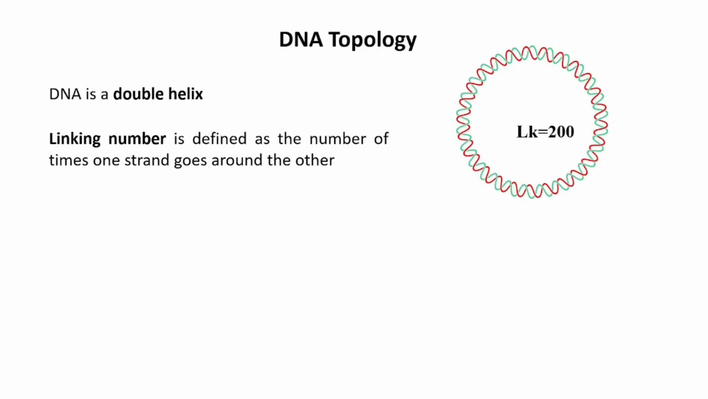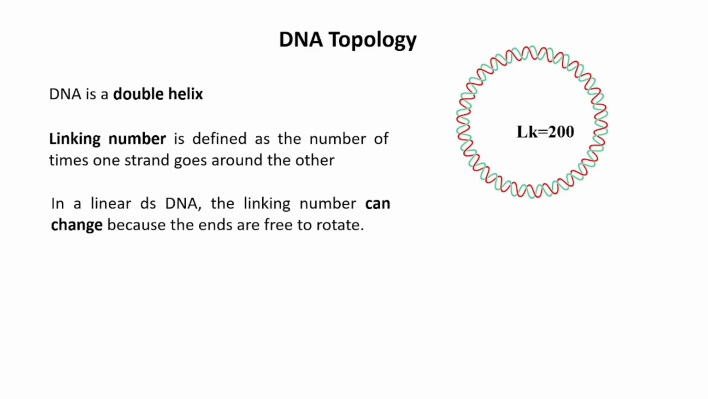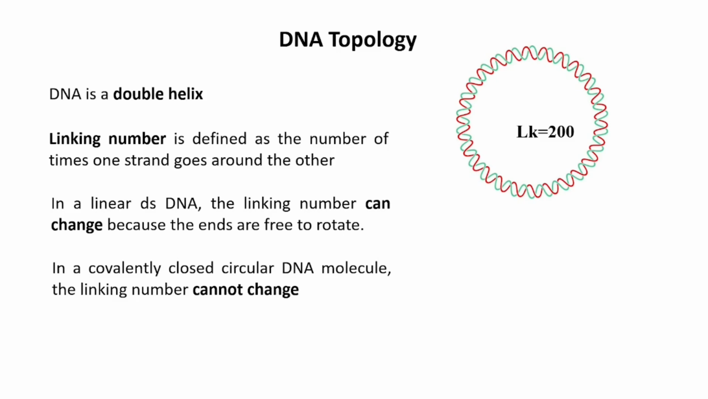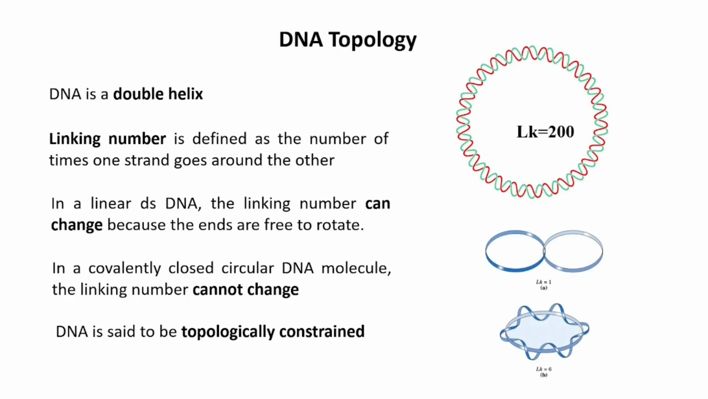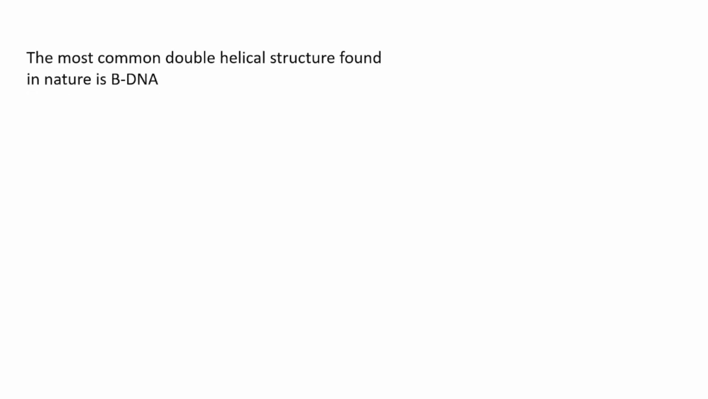If a linear double-stranded DNA is present, the linking number can change because the ends are free to rotate. But in a covalently closed circular DNA molecule, the linking number cannot change and the DNA is said to be topologically constrained. In the figure on your screen, the linking number in figure A is 1 and that of figure B is 6.